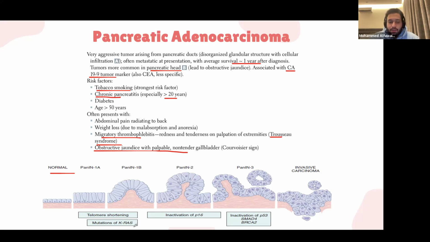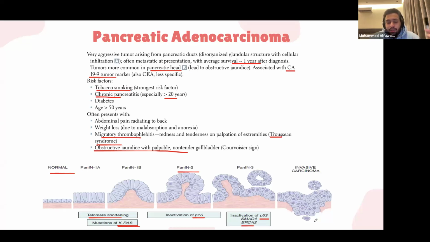What genes does it require? The first one is KRAS and telomere shortening. KRAS is important to remember. It requires an inactivation of P16, which is in intraepithelial neoplasia 2. And then in 3, inactivates P53, SMAD2, SMAD4, and BRCA2.